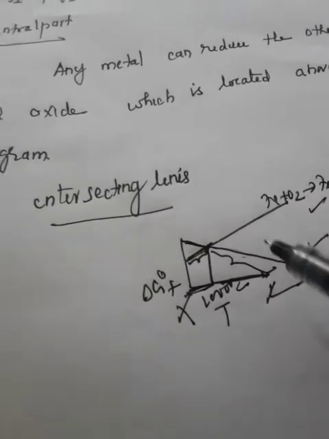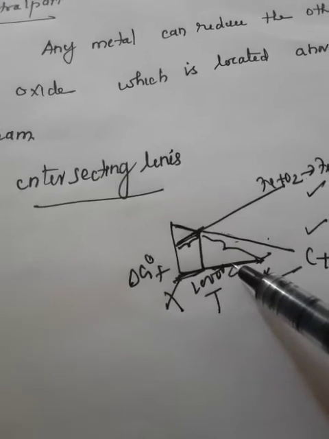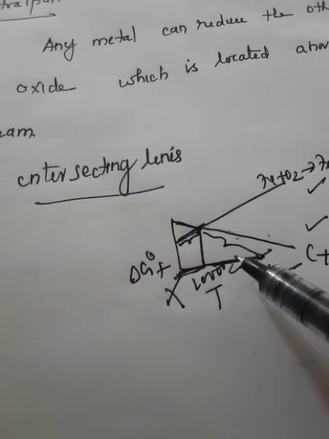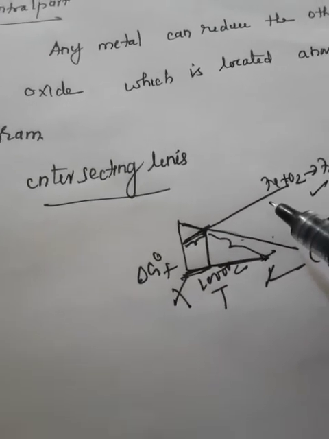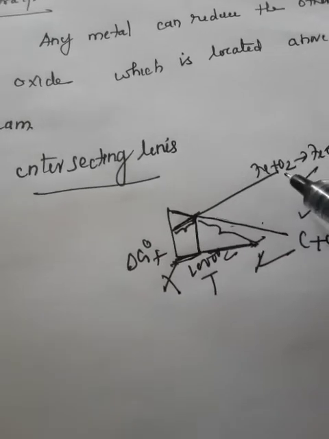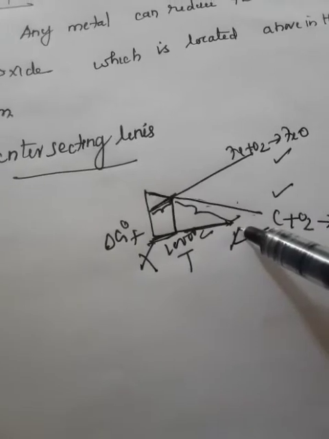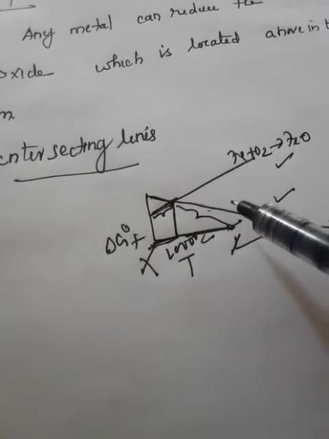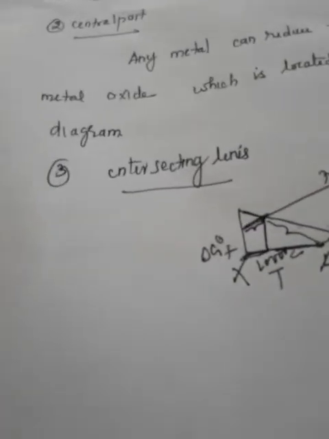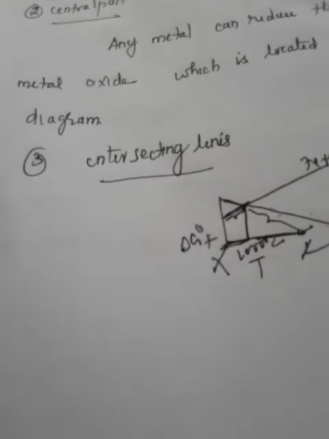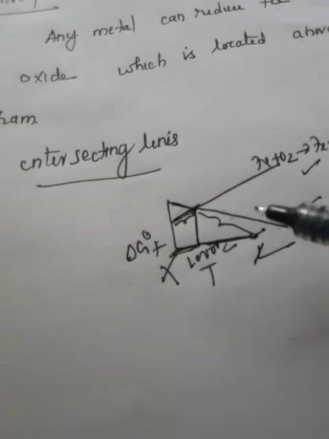FeO and CO lines intersect around 1000 Kelvin. Below this temperature, the carbon line is above the iron line, which indicates FeO is more stable than CO, and reduction is not feasible. However, above 1000 Kelvin, the carbon line lies below the iron line, and hence we can use coke as a reducing agent above this temperature. So the free energy change indicates this one. So this is a very important examination point of view.